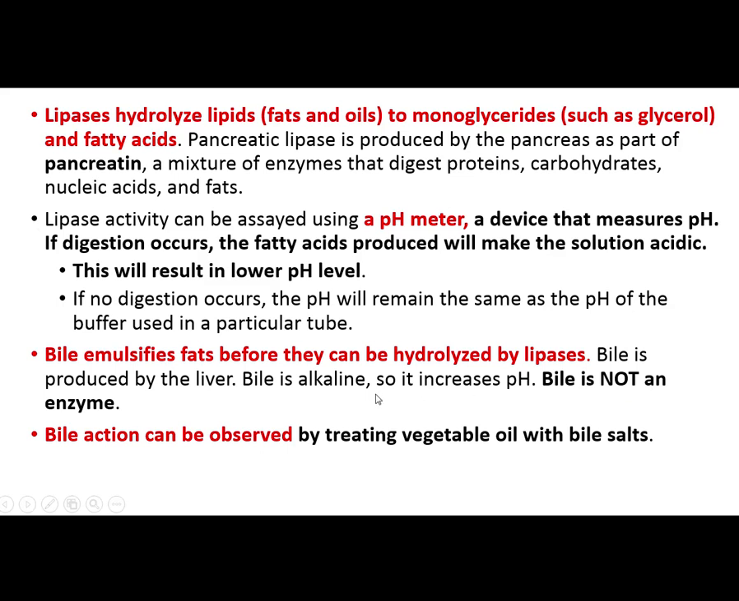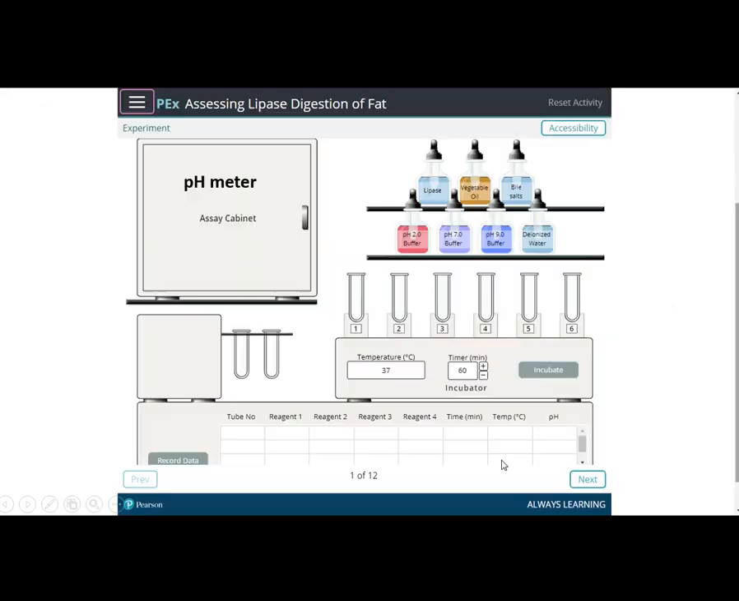But keep in mind that bile could increase pH, so this could actually mask the pH meter reading a little bit. So just keep that in mind when you're doing the experiment. You can observe bile action by adding bile salts. As a substrate for this reaction, we're going to use vegetable oil. And so you have some lipase here, some bile salts, and then again buffers at different pHs.